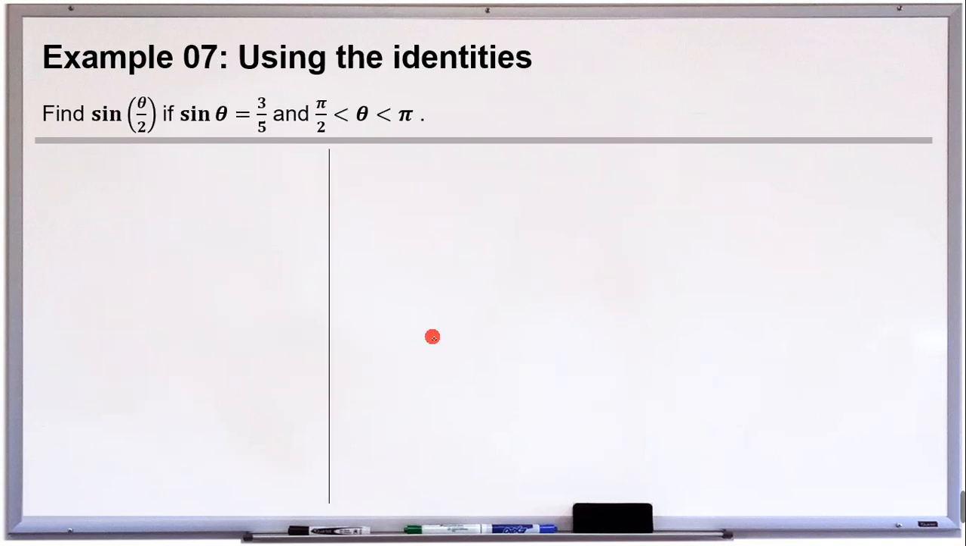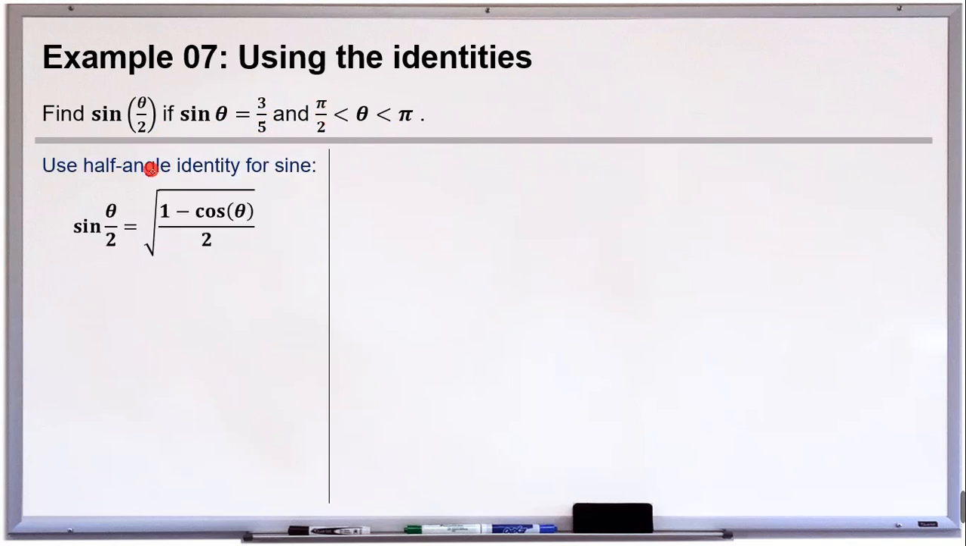Next, we will use identities to find the sine of the half angle, that's theta over 2, if the sine of the angle is equal to 3/5, and the angle lies from 90 degrees to 180. So that's pi over 2 to pi. We will use the half angle identity for sine, since we're given the sine of the half angle.